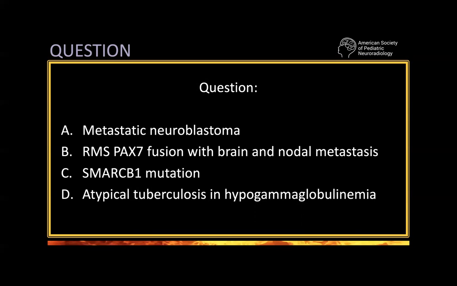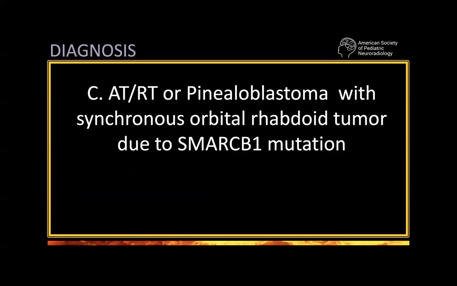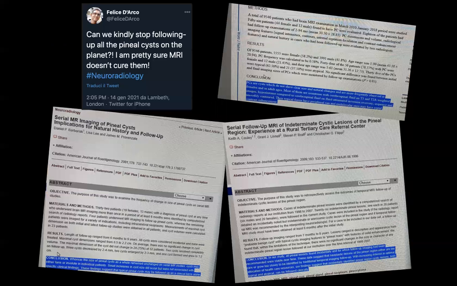The answer is that this is a SMARCB1 mutation, and just to show you, ATRT and pineoblastoma carry this mutation, which is associated with synchronous rhabdoid tumors in the head and neck region. So keep looking, match together the dots. That's very, very important. And I will show you some examples in the differential diagnosis.